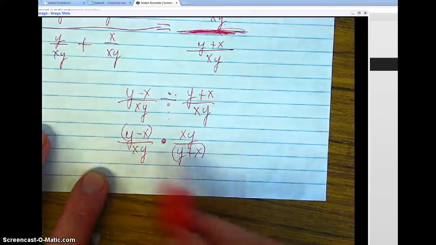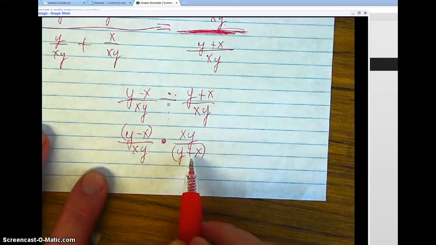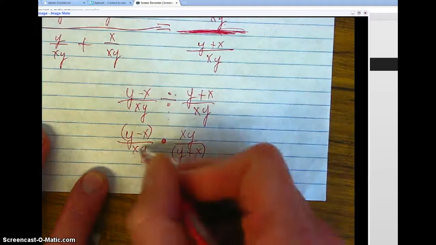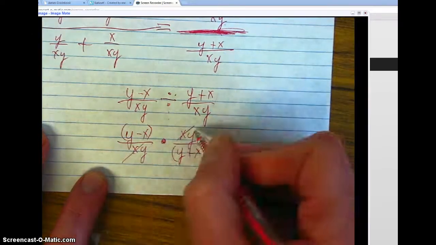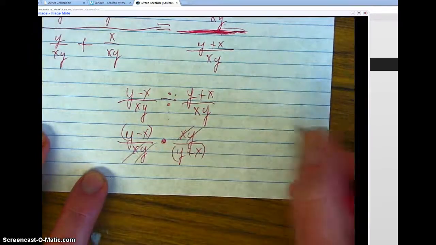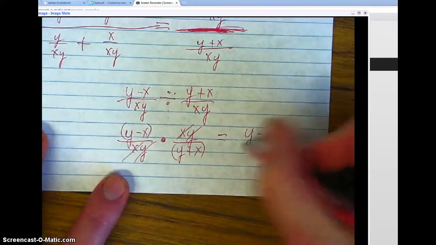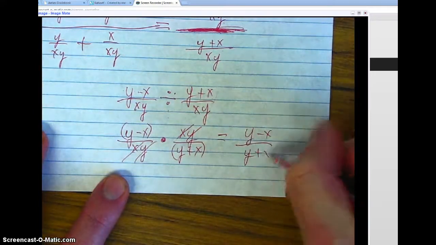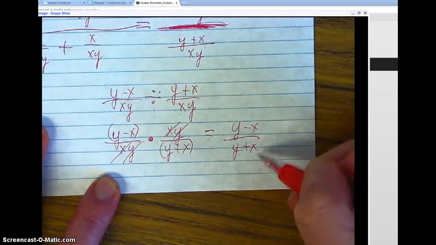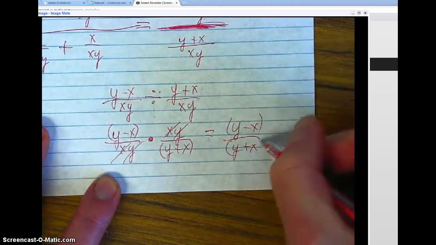Now, can we factor anything out of either one of these? Your answer should be no. But check this out. Can't I cancel this x with that x and this y with this y? So what's left? y minus x over y plus x. Now, can you simplify those? Are those the same factors? Hopefully your answer is no.